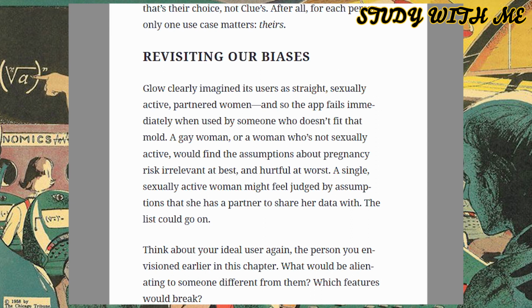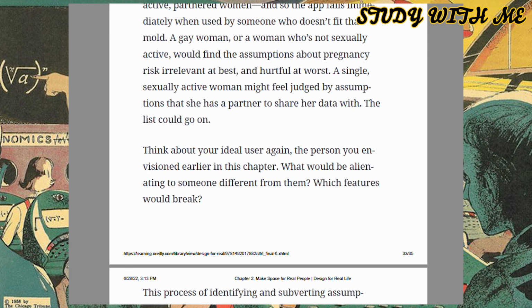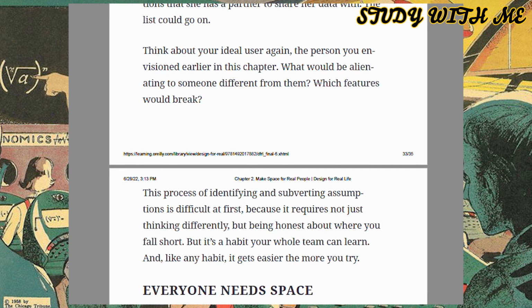Think about your ideal user again, the person you envisioned earlier in this chapter. What would be alienating to someone different from them? Which features would break? This process of identifying and subverting assumptions is difficult at first because it requires not just thinking differently, but being honest about where you fall short. But it's a habit your whole team can learn, and like any habit, it gets easier the more you try.